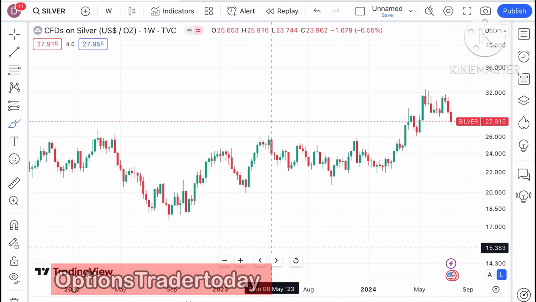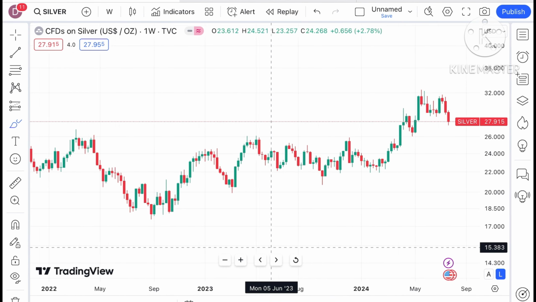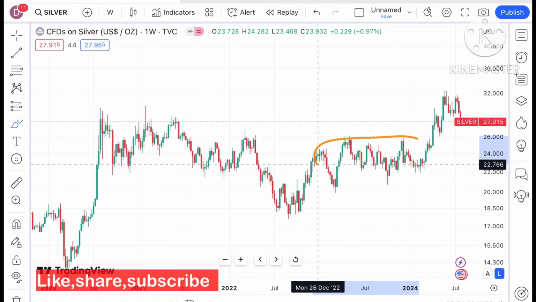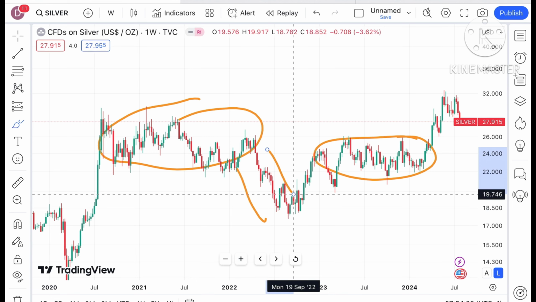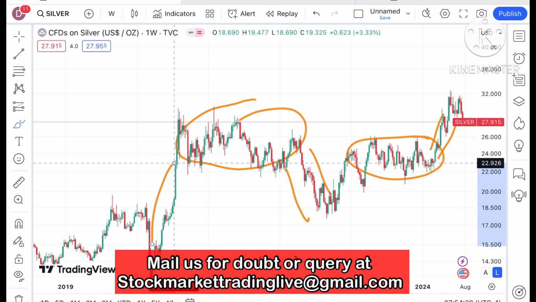So today in this video I'll explain how the price of silver has moved in the last week and how it can move in the next week. See, what we have seen is that whenever silver moves, it tries to go in a zone. And when a breakout happens, we have seen a downfall as well as an upside. Okay, this is after the pandemic.